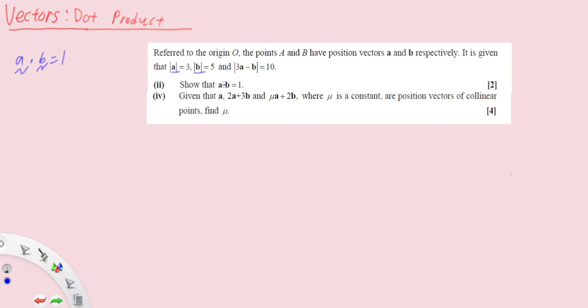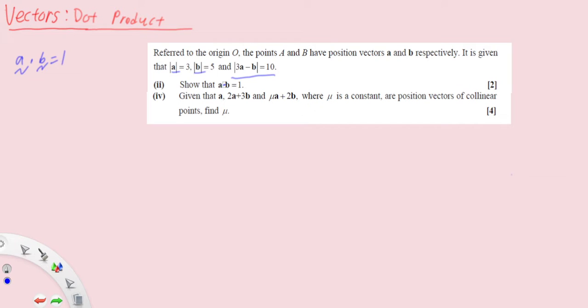What else? Oddly enough, they gave us the magnitude of 3a minus b equals 10. So we should use that, because it's kind of random to give us that. How do we relate the dot product with the modulus? Is there a point of using the definition involving the modulus? The answer is no, because that will require an angle. So we can't use the modulus of the first vector, the modulus of the second vector, and the angle between the two vectors.